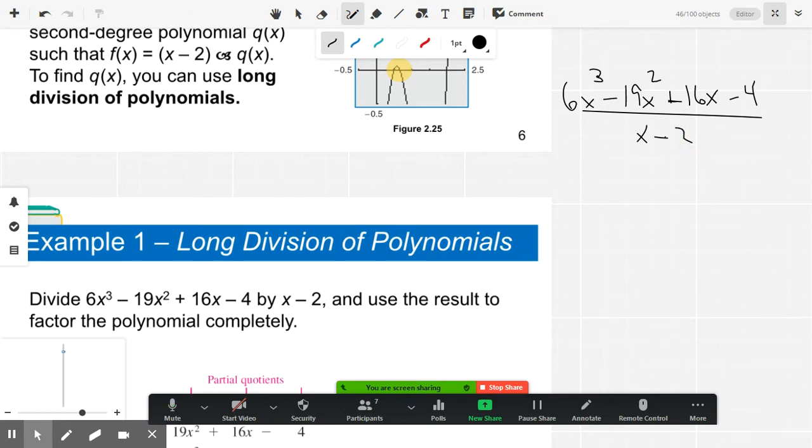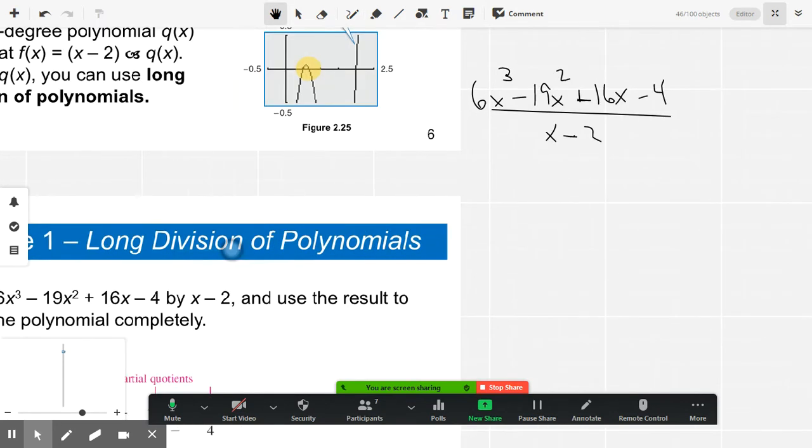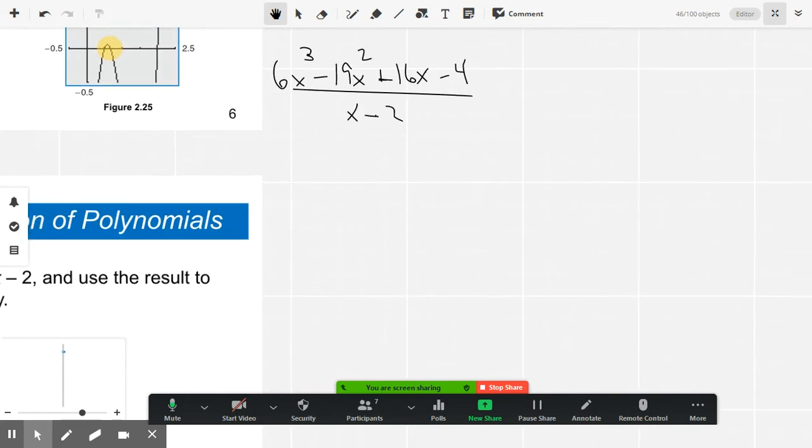Okay. Now, if we could factor 6x cubed minus 19x squared plus 16x minus 4 by grouping, we could, but that won't work. So what we're going to do is use long division. Long division is just like if you go back, if I wanted to say what is 6 divided into 165. All right. You remember how we would do that?